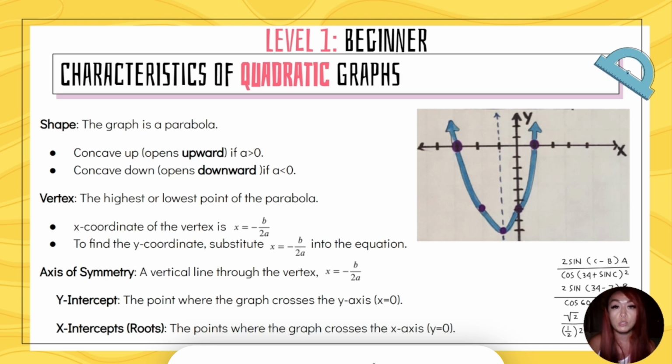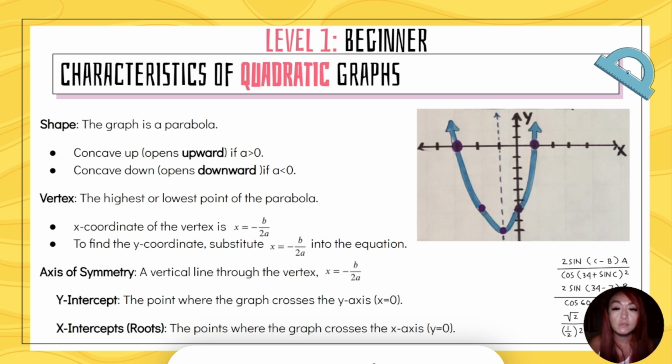The vertex, which we spoke about, is your highest or lowest point. The x-coordinate of the vertex can be found by using the same equation for the axis of symmetry, which is x equals negative b over 2a. Then to find the y-coordinate, you would just substitute the x value into the equation. But I recommend using the graphing calculator and just graphing it to find it.